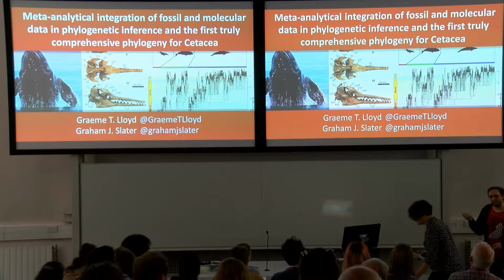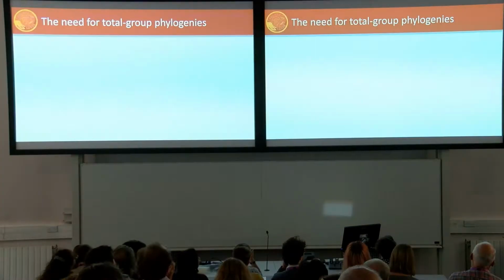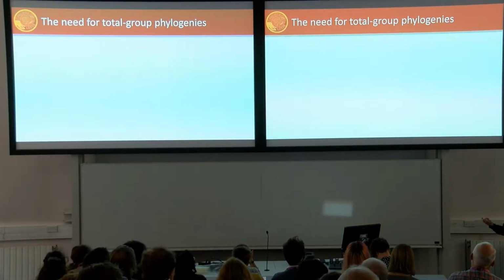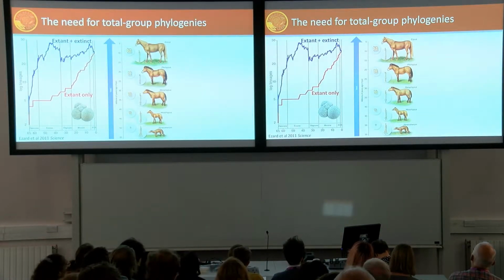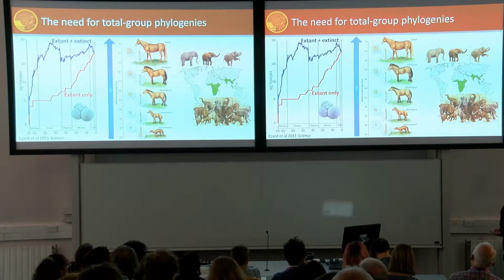Yeah, so this is work I've done with Graeme Slater at the University of Chicago. I'm going to start by telling you something I probably don't need to convince you of: we really want fossils in our phylogenies, or we could get the wrong answers about things like diversification, trait evolution, or biogeography. But there's a challenge in generating these trees, and that's really what this talk is going to be about.